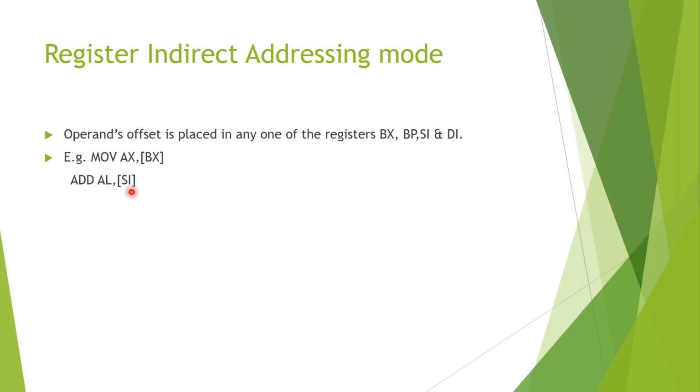and in this AL is used, that means we are using only the 8-bit operation on the 8 bit. So in this we have to access only the single memory location whose offset is stored in the SI. So these are the four addressing modes which are also used in 8085 microprocessor.